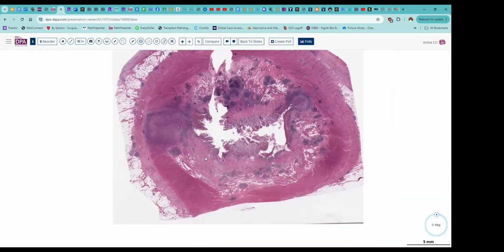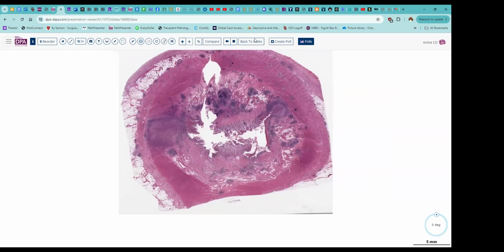So it's 8 o'clock here. I see we have a question in the chat. Very good question. With the inflammatory reaction, do we need to be concerned about lymphoma? And if so, what features do we need to look for?